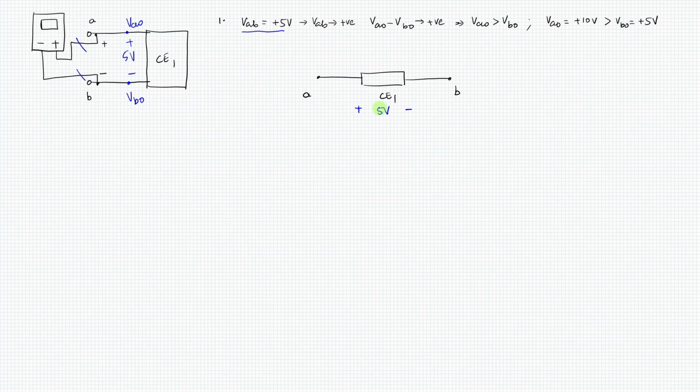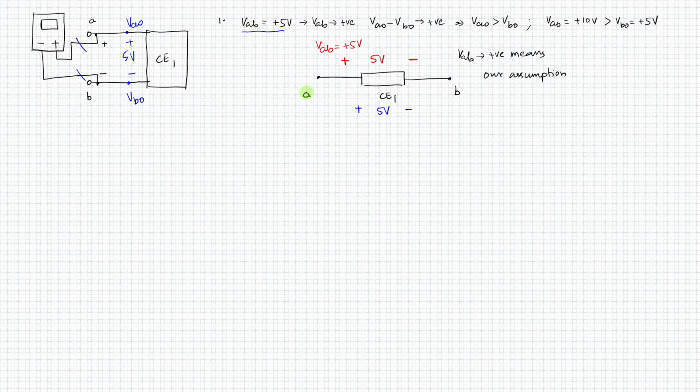And what did you do? You connected the multimeter with the positive terminal to A, and the negative terminal to B, and you got the value 5 volt. VAB is equal to 5 volt you have measured. What it means is that VAB positive means our assumption is correct.